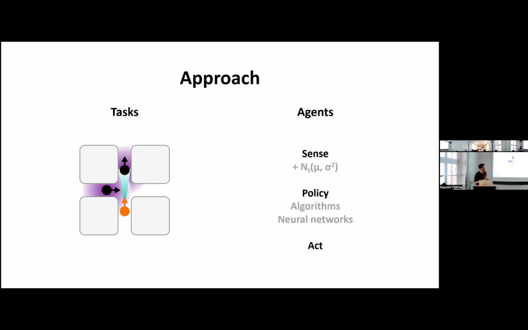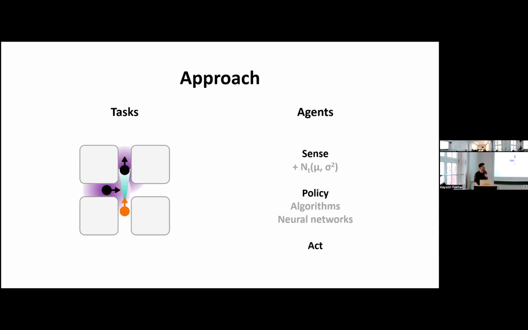The other thing to add is that in most cases, which I'll show, we're going to add time-varying noise to their sensors. So the stimuli which the agents receive will be a static property of the environment, but the sensors have time-varying noise.